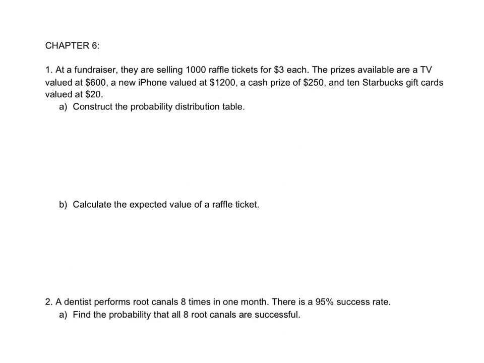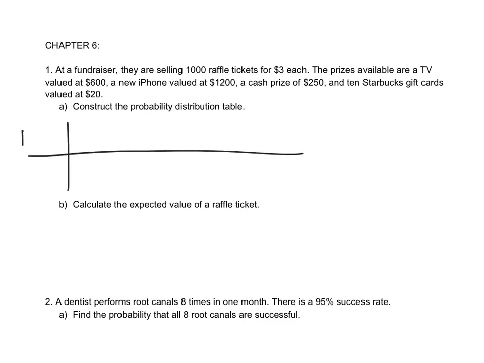So I'm going to cover the chapter 6 topics that are going to be on the test. So the first question says, at a fundraiser, they are selling 1,000 raffle tickets for $3 each. The prizes available are a TV valued at $600, a new iPhone valued at $1,200, a cash prize of $250, and 10 Starbucks gift cards valued at $20. First, we want to construct our probability distribution table.